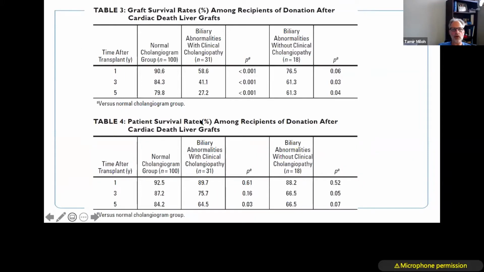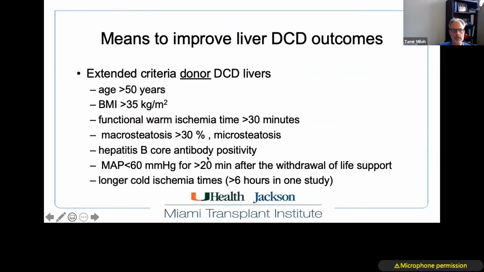And they definitely lead to worse outcomes. If you have biliary complications, then your likelihood of graft survival is definitely lower than if you did not have biliary complications. But interestingly, here you can see that the patient survival was not really affected, probably because these patients are being retransplanted. So how can we improve outcomes in DCDs?